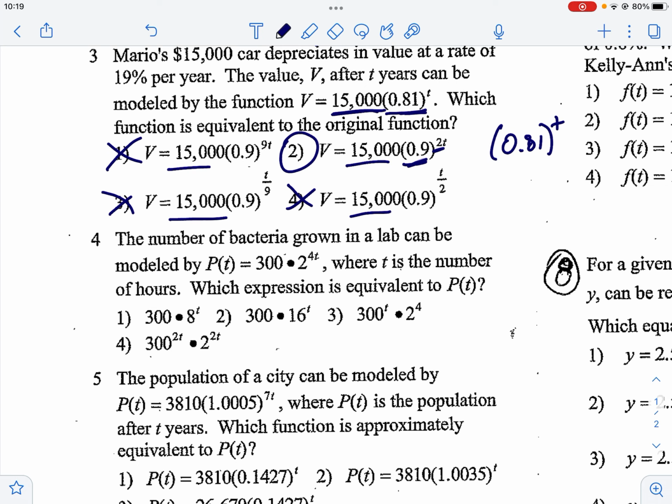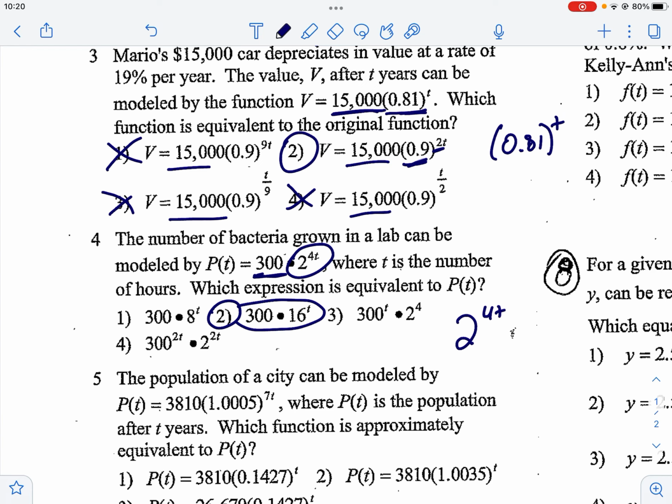All right, for question number 4, we're again confronted with an exponential model where the initial value 300 stays the same in all of our answer choices. So we're asking ourselves, well, really, what's the same thing as 2 to the 4t? 2 to the 4th is the same thing as 16. So that answer choice 2 will be correct.